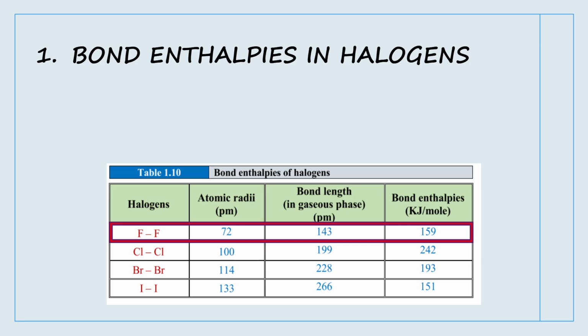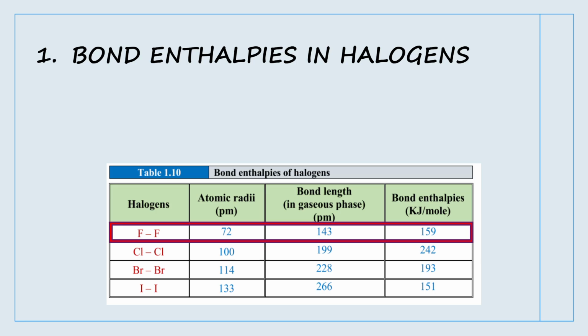This is a table. Here you can see that we have the halogens along with their atomic radius and bond enthalpies values. As we move down the group, the atomic radius is increasing. This increase of the atomic radius results in the weaker intermolecular attractive forces. Therefore, with increase in atomic radii, the bond enthalpy value will decrease.